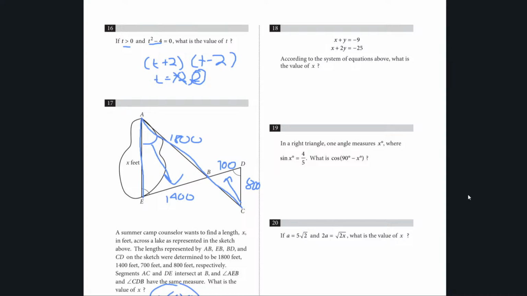According to the system of equations above, what is the value of x? Again, another really simple question. We can do this through substitution, or we can do it through elimination. In this case, I'm going to do it using elimination, because there's a good reason for this. Let me zoom in.